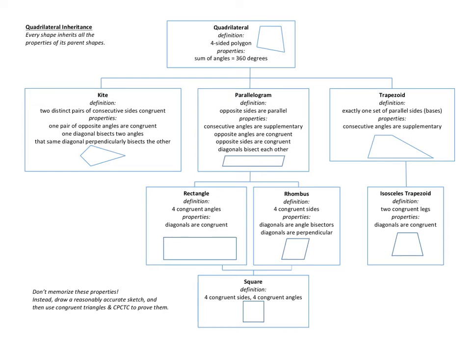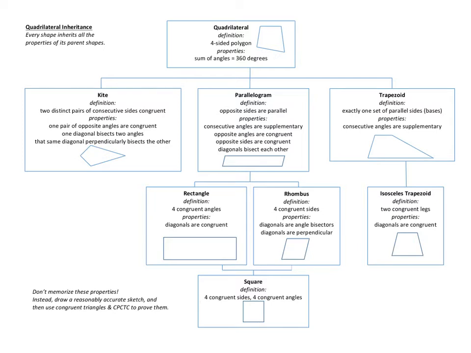Now that we've spent the last few months studying triangles, we're going to turn our attention to quadrilaterals. And quadrilaterals, by definition, are four-sided polygons. So they have four sides rather than three. And the one property of significance for all quadrilaterals is that the sum of their angles is 360 degrees.